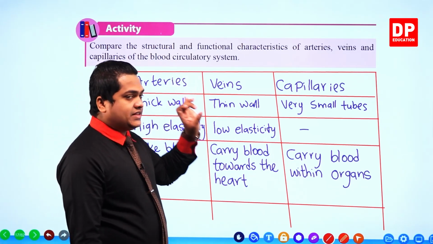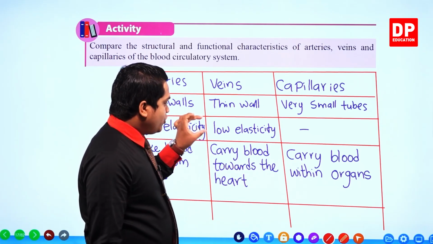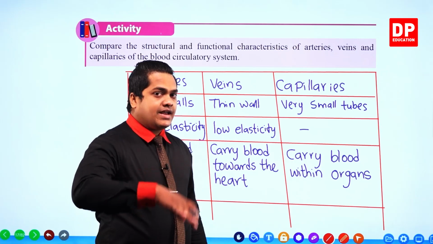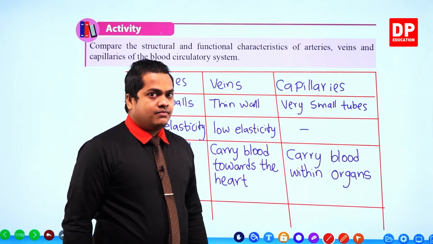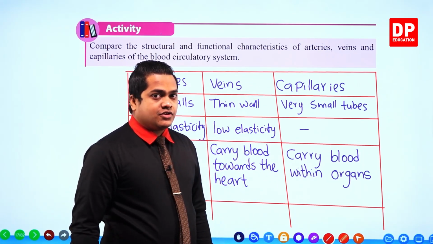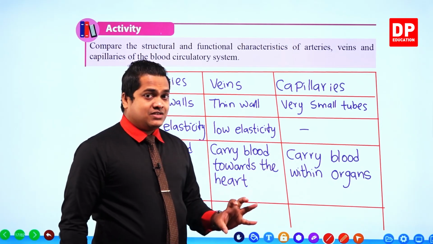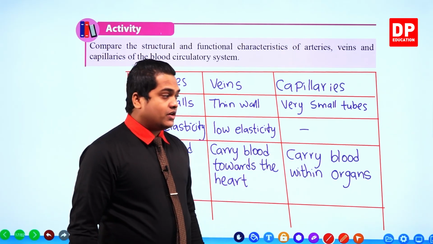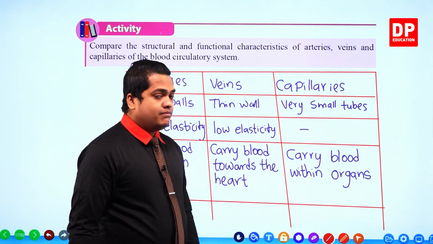But if you take the veins, veins are going to carry blood towards the heart, right? Blood is carried towards the heart by veins. Then, if you take the capillaries, my dear children, capillaries are the ones carrying blood within organs. Within smaller organs, capillaries carry blood.